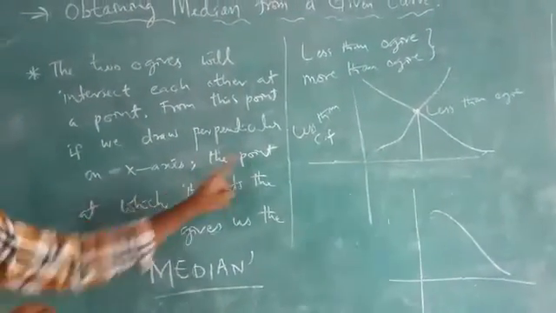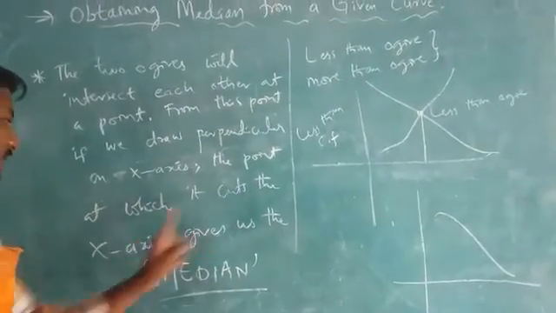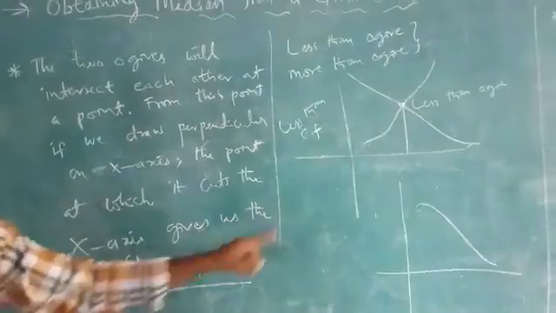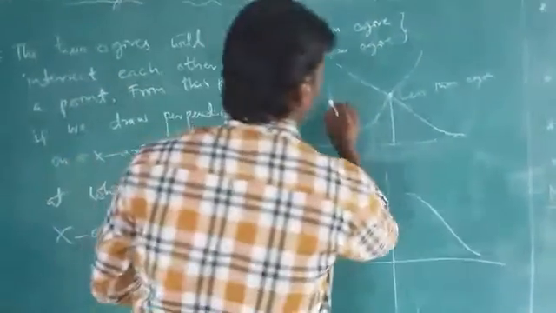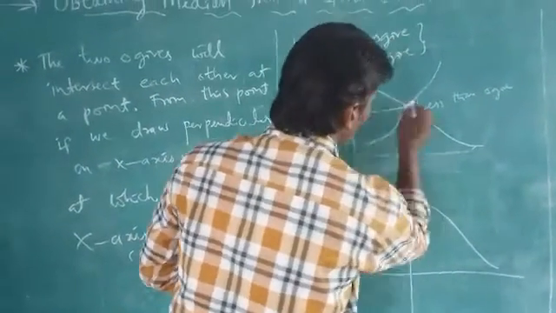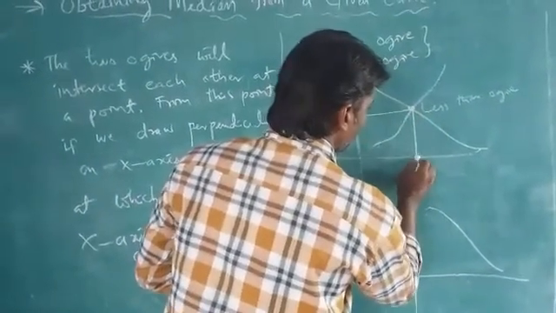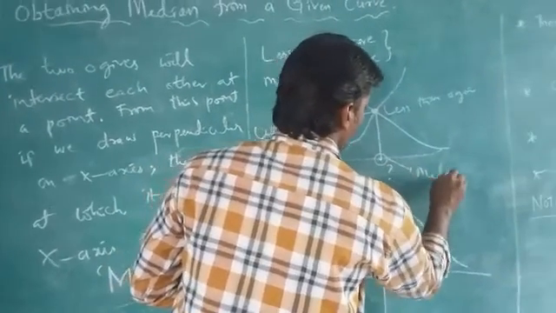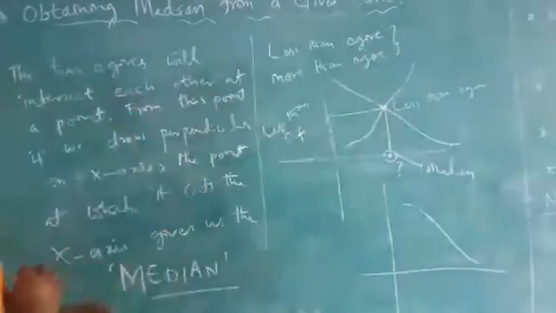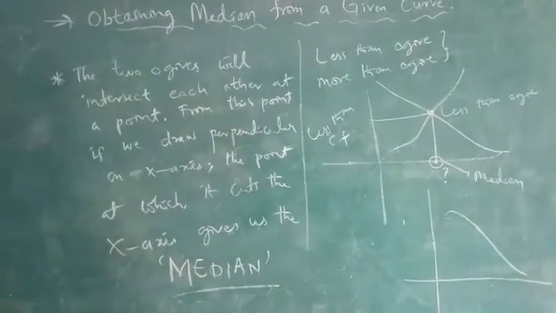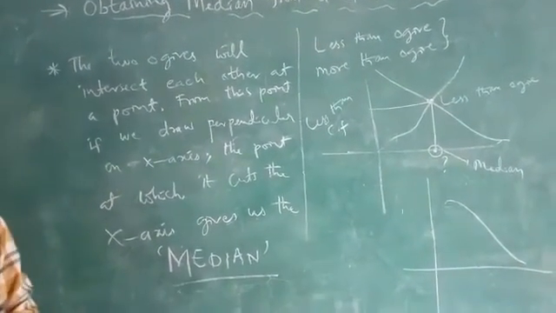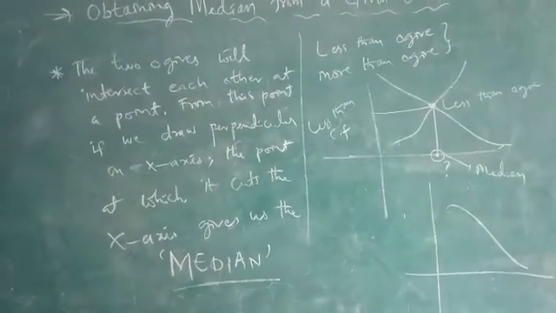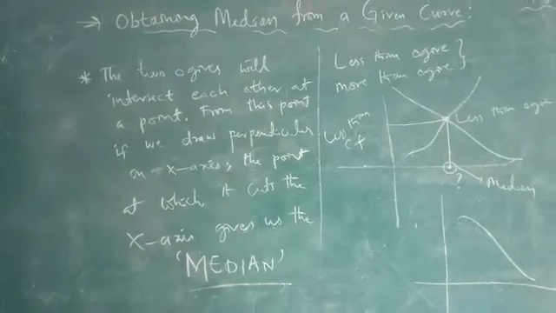Now the point at which it cuts the x-axis gives us the median. Wherever the perpendicular line is drawn, the point on the x-axis will become the median. In the median problems we used the formula, and now by using the graph also we can find the median. Now let us go for exercise problems.